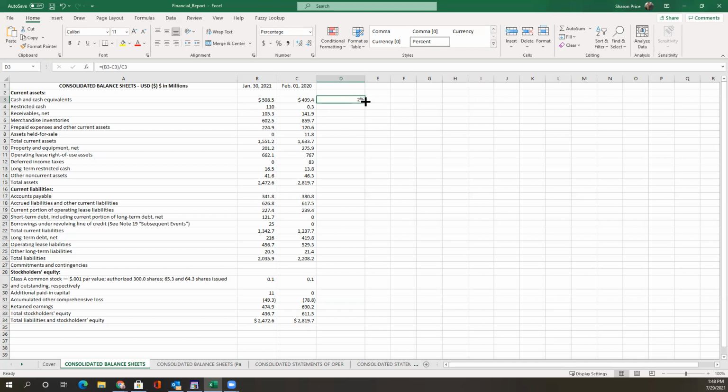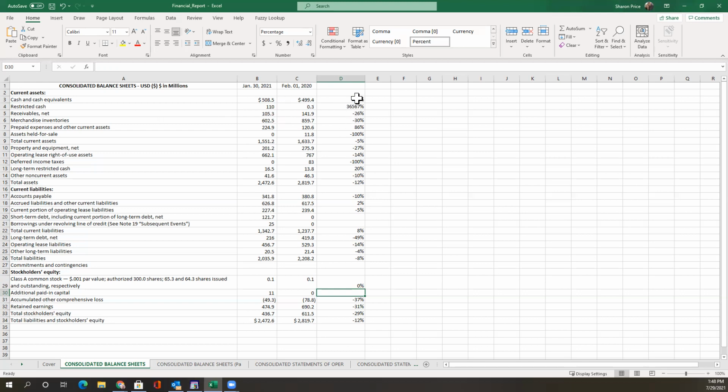Now, to get this to come down, I could just double click here and it all comes down, and I could get rid of my issues with my value being 0, because you can't divide by 0. And I can see my changes here.